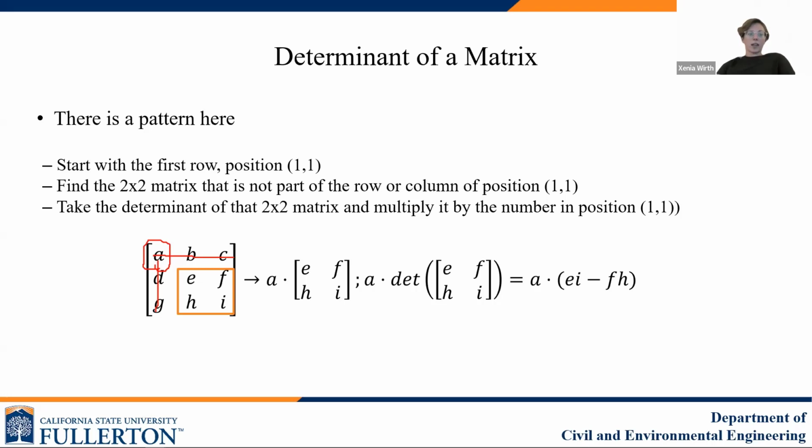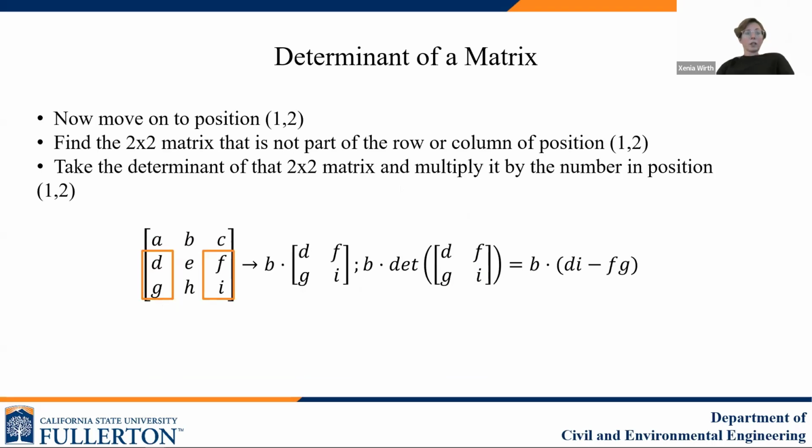So in this case, it is A times the determinant of E, I, F, H, my little 2 by 2 matrix, E times I minus F times H, times that whole expression times A is the determinant of my first 2 by 2 matrix. I'm going to leave that alone for now. And I'm going to do it again. So now let's move on to the second position in our first row, which is B. It is position 1, 2.